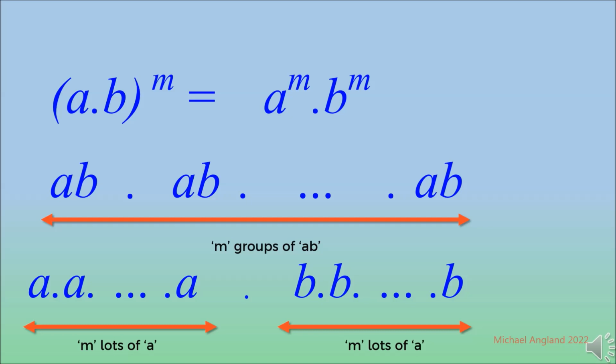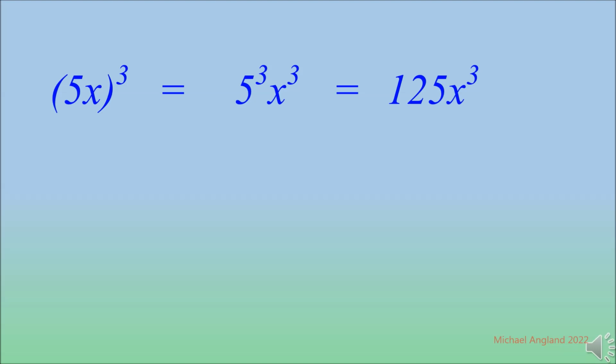So looking at the first group, we have a to the power of m, second group, b to the power of m. Hence, (a times b) to the power of m is a to the m times b to the m. Some examples. (5x) to the power of 3. That's 5 to the power of 3, 5 cubed, times x to the power of 3, x cubed. 125x cubed.